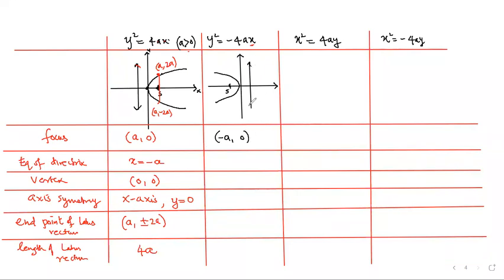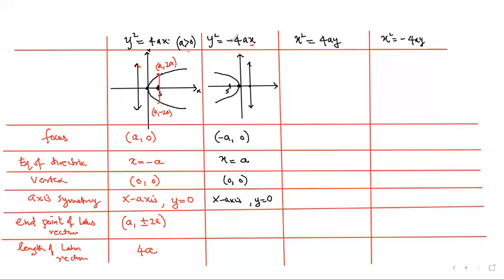Directrix: x equal to a. What about the vertex? Is it the same or different? Same. Axis of symmetry, x-axis only. Its equation is y equal to 0.